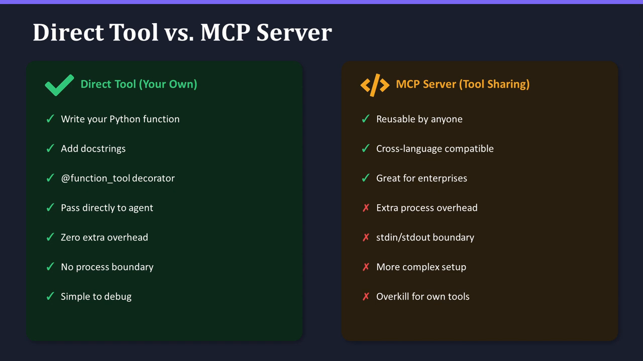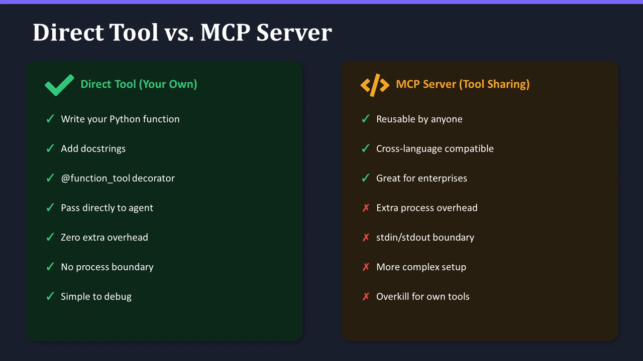Then, direct tool versus MCP server. So what are the differences? Here I have mentioned some pros and cons of both. Direct tools: write your Python function, add a docstring and the function_tool decorator. If you use this function, you don't need to make an MCP server. Then pass it directly to the agent. Zero extra overhead, no process boundary, simple to debug.